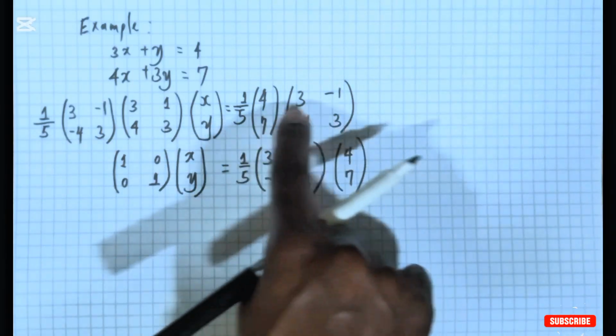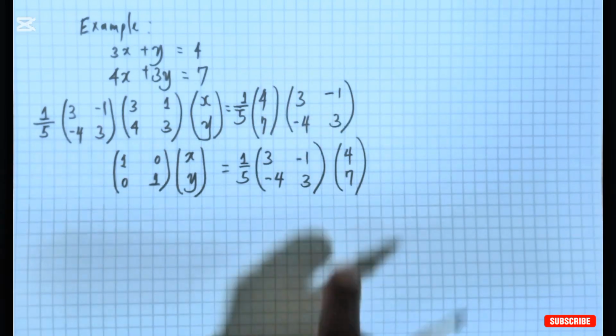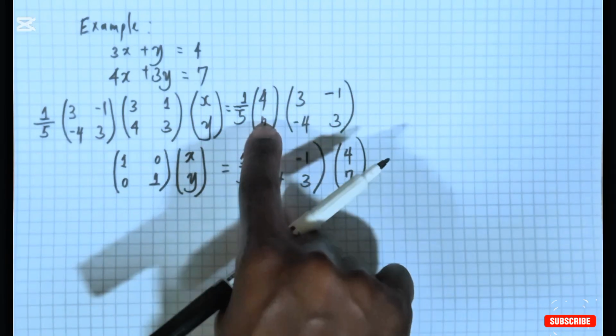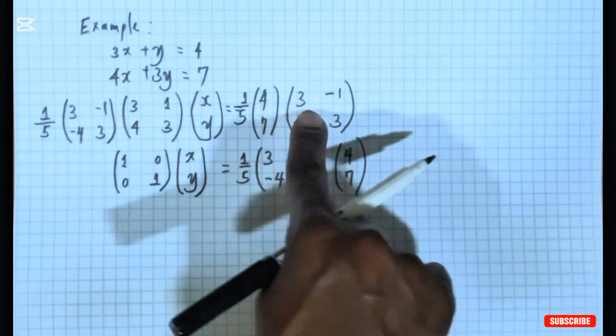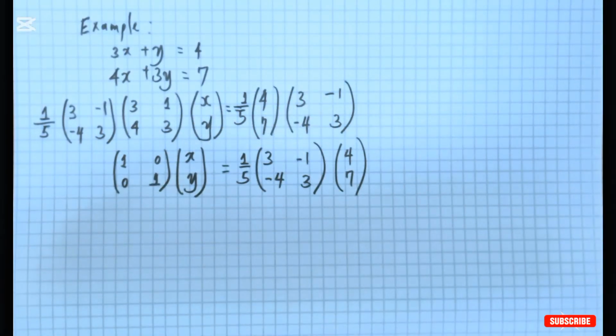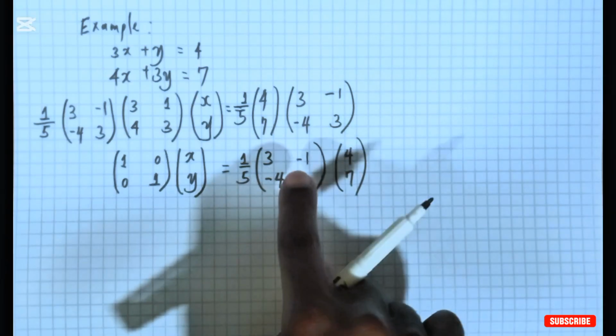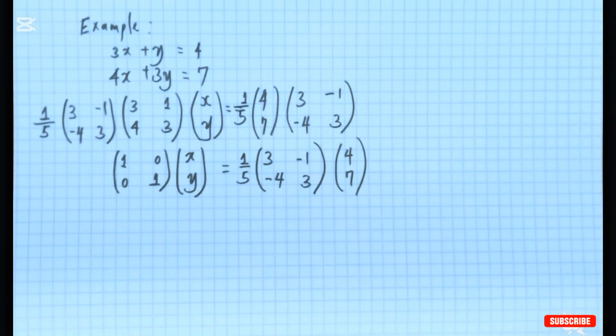When we are to multiply in the previous setup, these two are not compatible. This is of order 2 by 1. This is of order 2 by 2. When we multiply this by this in that arrangement, it won't be able to give us the answer. However, when we rearrange, then we are able to find compatibility. Hence, we can go ahead and multiply the matrix.